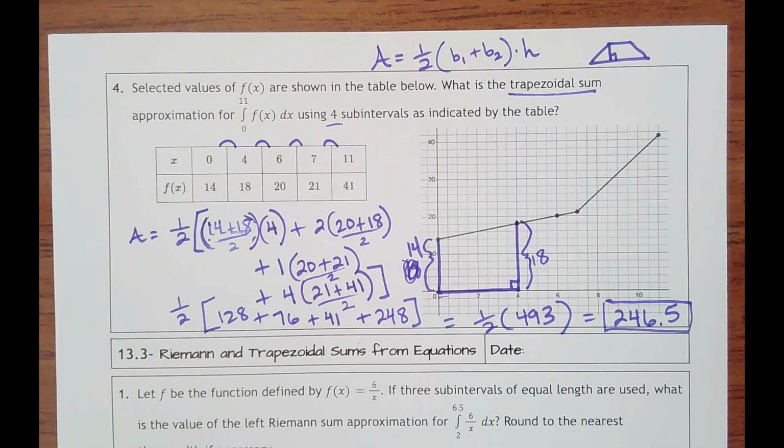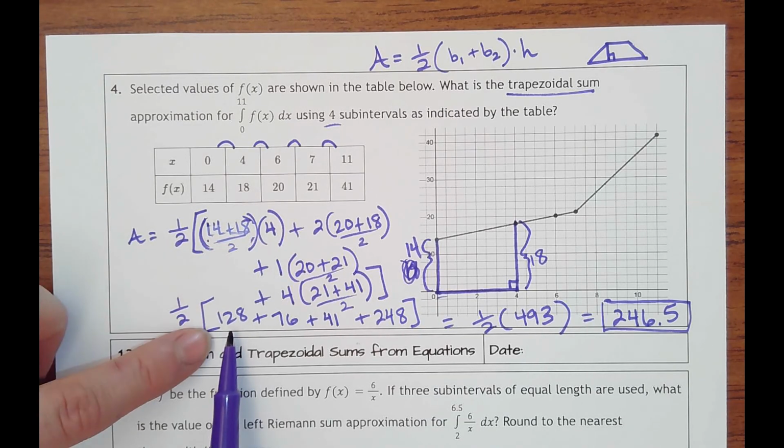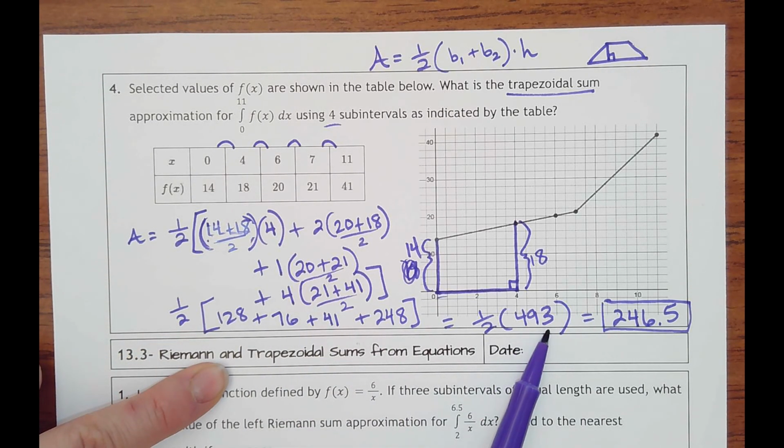And I got my final answer to be 246.5. So I didn't do the divide by 2, I just got my 14 plus 18 times 4 to be 128. My next number would be 76, 41, 248. That added up to make 493, and half of that is 246.5.